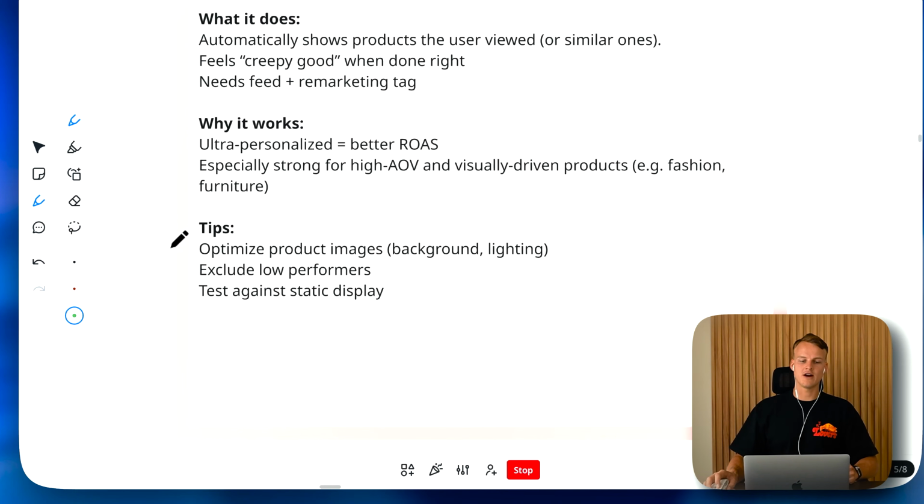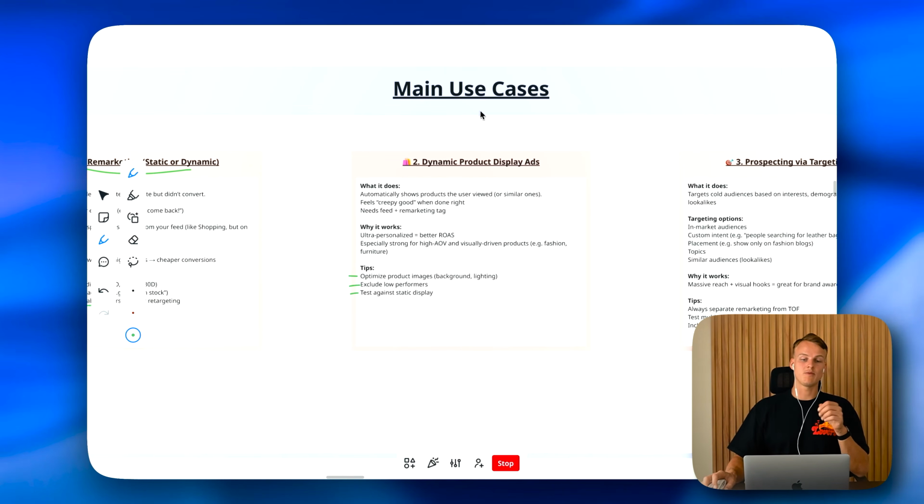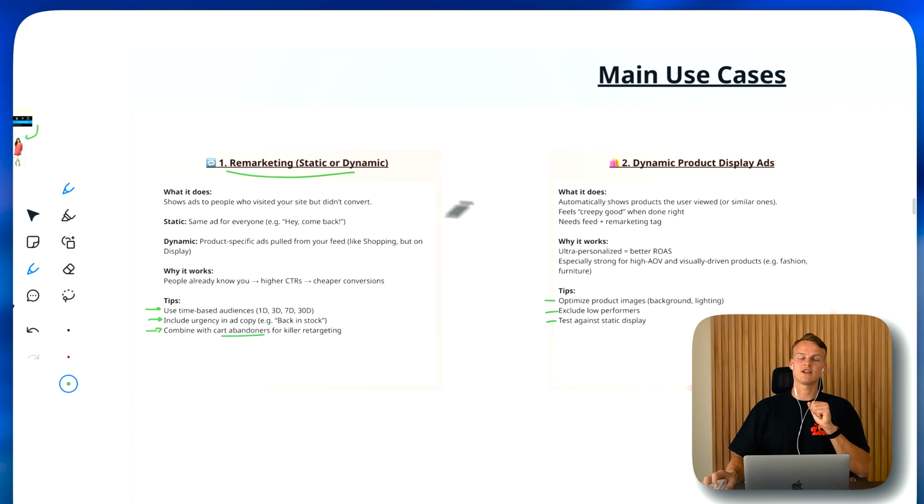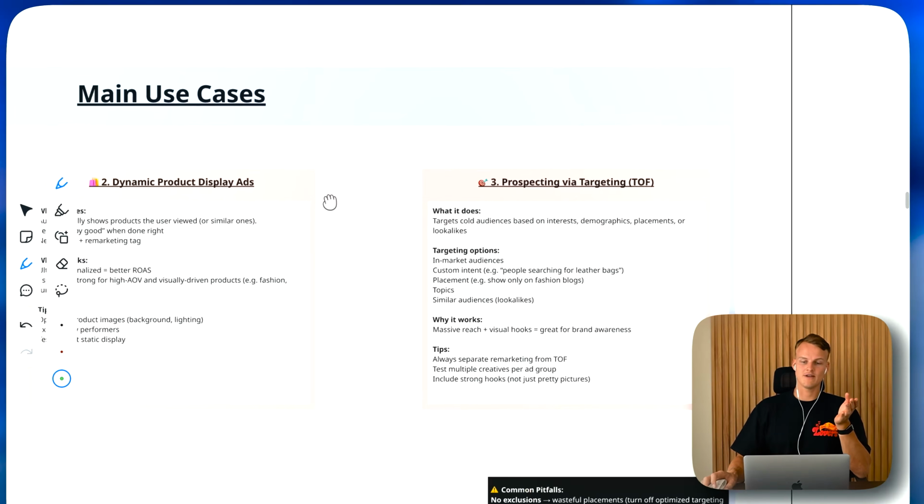And the tips here are to optimize product titles, exclude low performance, and test against static display. If you have a lot of products, this is what we would recommend, and not using the static ones, because those would probably take a long time to create, right?